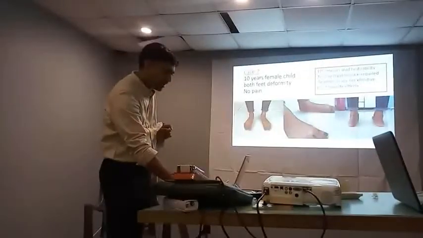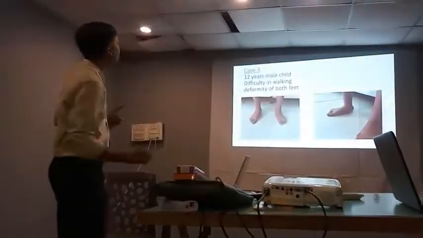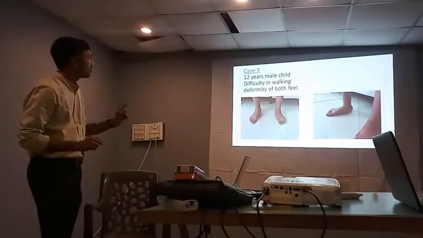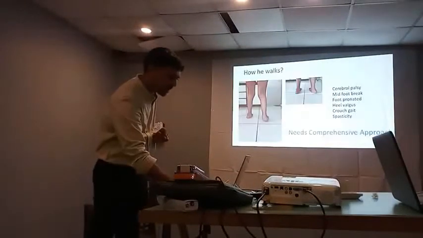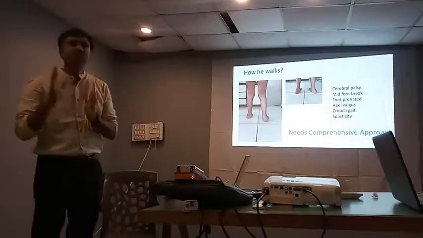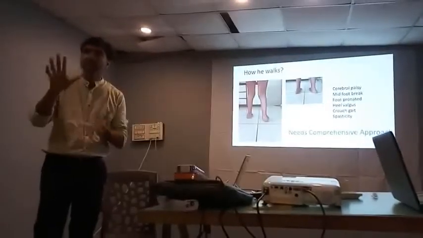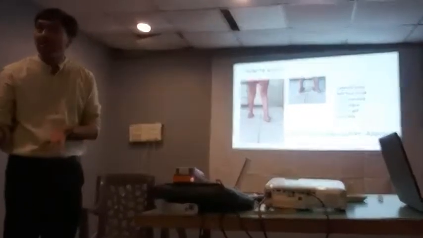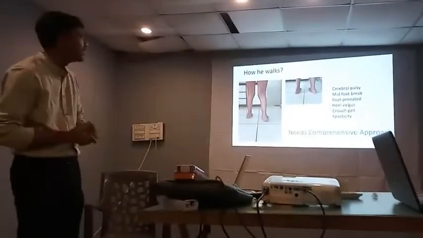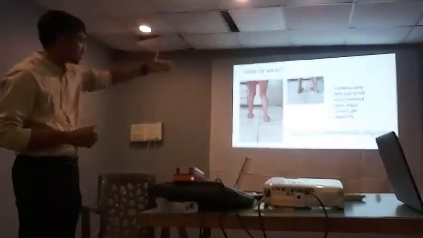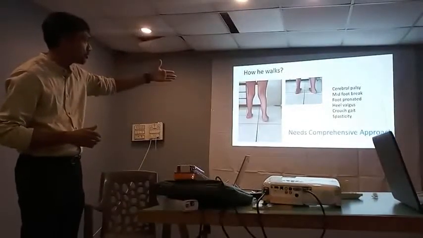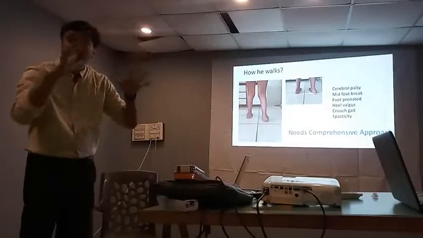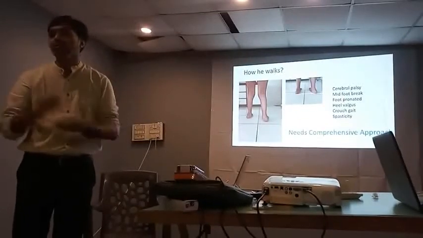Fine. This is case 3. Difficulty in walking, deformity of both feet. So it is a known case of cerebral palsy. Definitely we have a cause now. Whenever there is such foot deformity, the cause is cerebral palsy. TA is so significantly tight, mid-foot break is there, foot is pronated, there is a heel valgus, there is a crouch gait, there is spasticity. That foot requires a comprehensive approach.